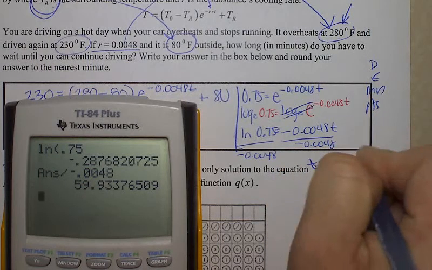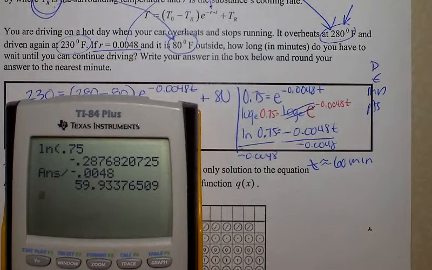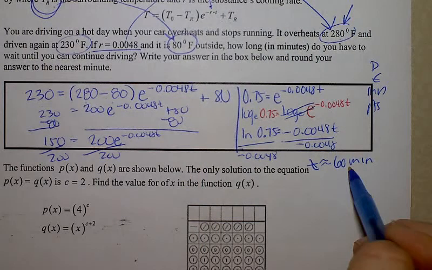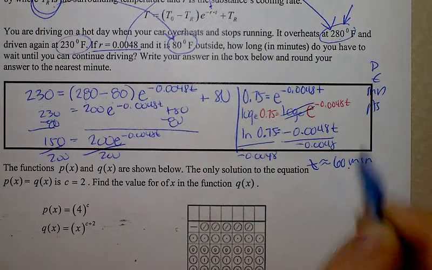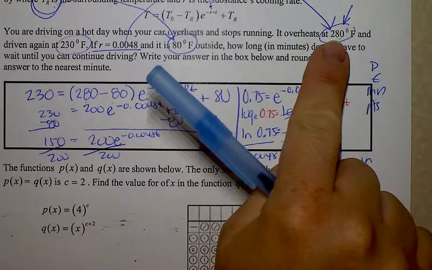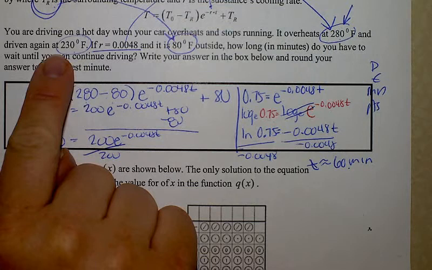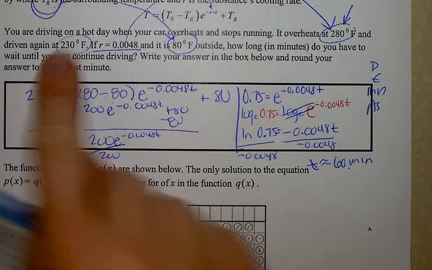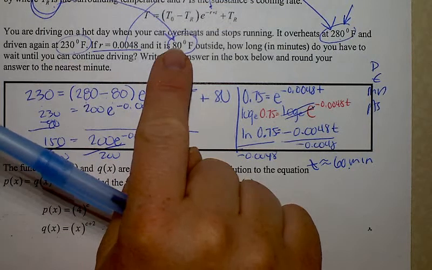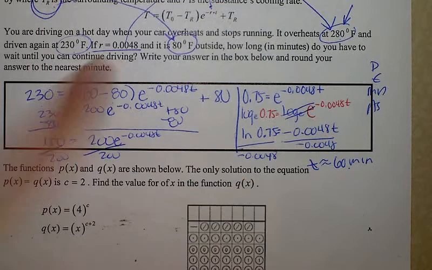So let's make sense of this answer. It would take approximately 1 hour or 60 minutes for your car to go from 280 degrees down to 230 degrees, so you could drive it once again if the air outside is 80 degrees and we're using this rate. Thumbs up or thumbs down right now? Okay, that's what Newton's law of cooling is talking about.